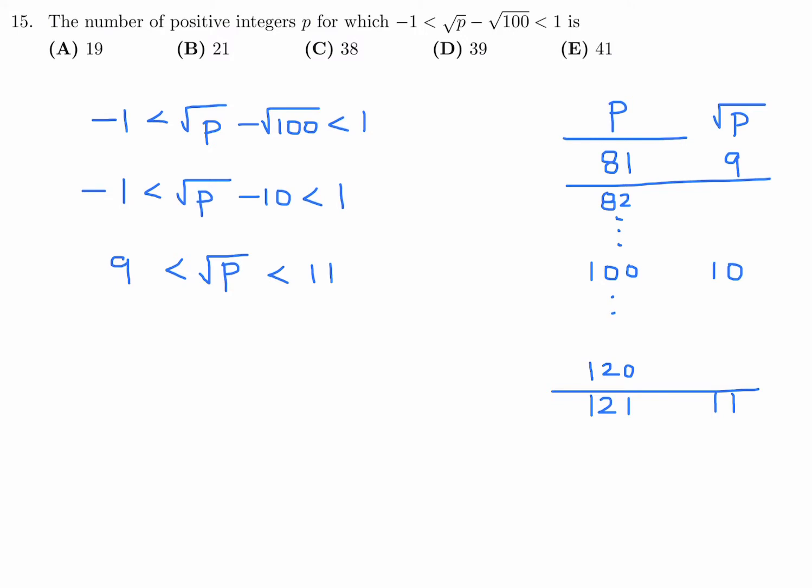All those numbers are legitimate because when you take the square root, they will be either greater than 9 or less than 11. So all of these integers would work out. And if you count those, it's basically 120 minus 81, and that's 39. So number 15, the answer is D.